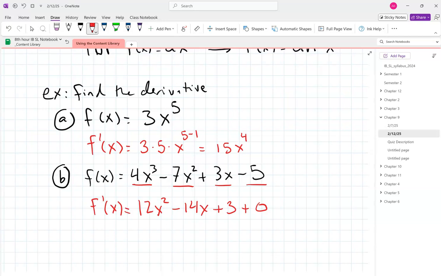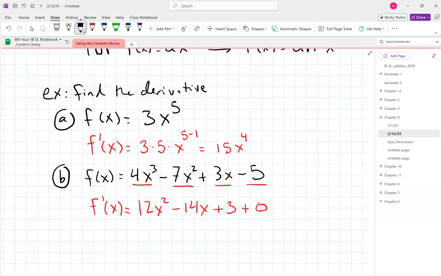So negative 5 is a constant, right? What's the rate of change for a constant? 0. That's why the derivative is 0. So you multiply the exponent to the leading coefficient and subtract 1 from the exponent. So 4 times 3 is 12, and then I subtract 1 from the exponent, so 3 becomes 2.